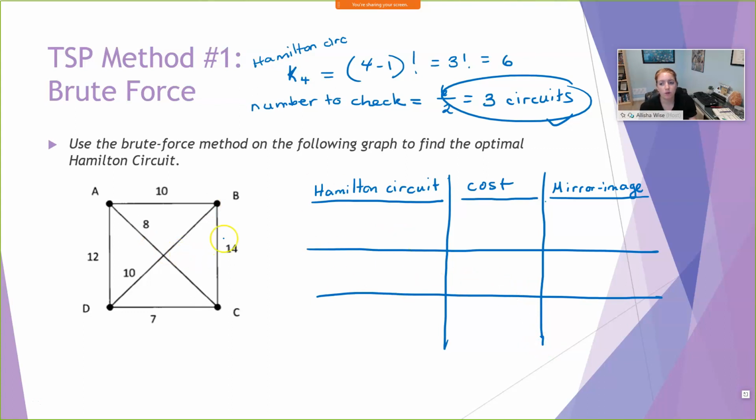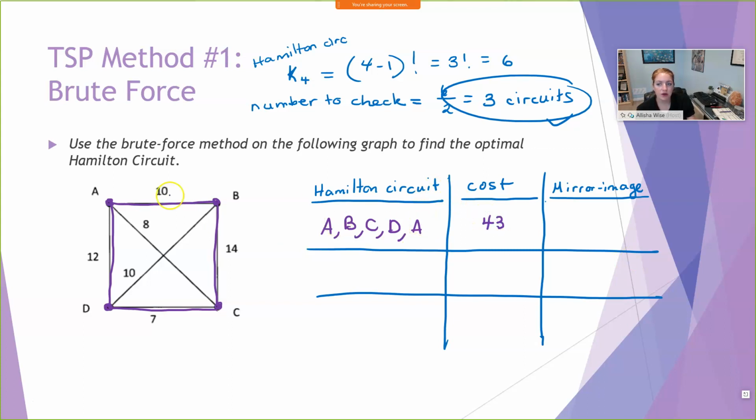So I'm going to start with the most basic one. A, B, C, D. It's probably the one that you were thinking of too, hopefully. A, B, C, D, and then, of course, we have to go back to the start. Now, the cost, we're going to add together those edges. So 10 plus 14 plus 7 plus 12 is 43.